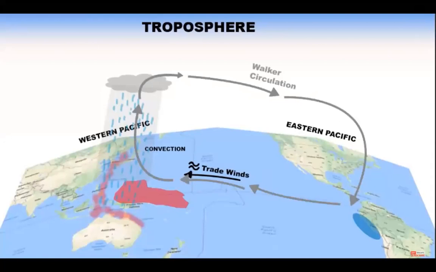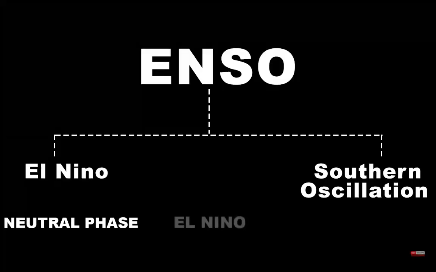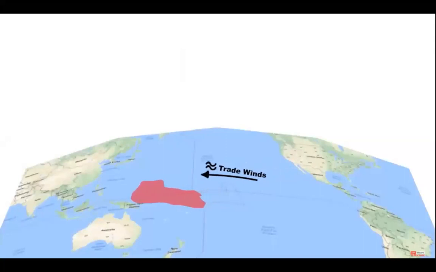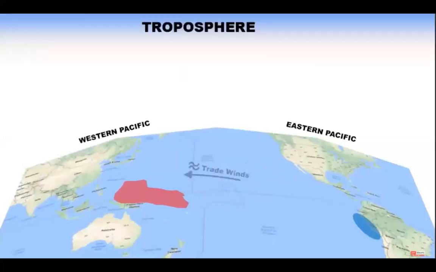So this was the neutral phase. I hope you understood this cycle. It's plain and simple. Now comes the second phase. It's called El Nino. So in the neutral phase, we saw that the trade winds played an important role in pushing the warm ocean current towards the western Pacific. Now in this phase, the trade winds are weak. Yes, there are few months in a year when the trade winds are weak.